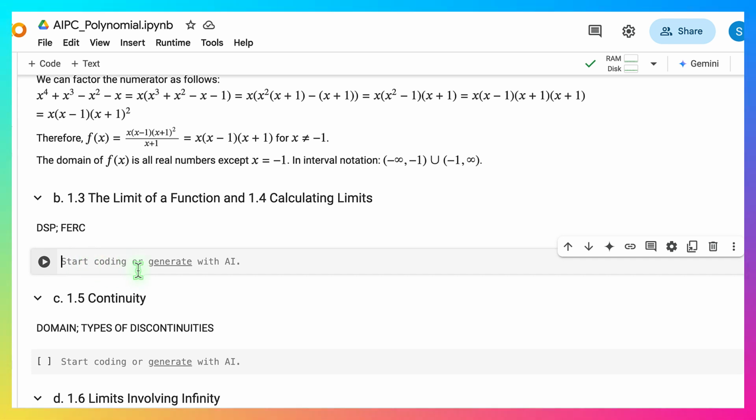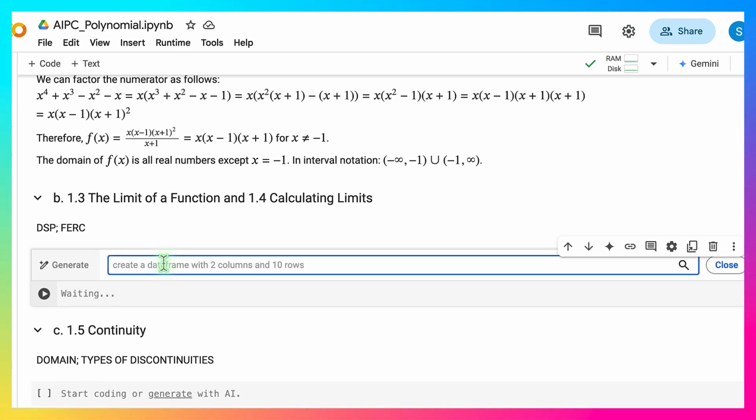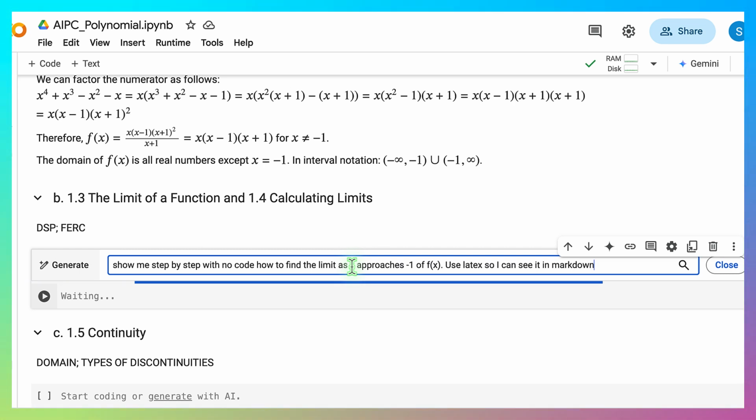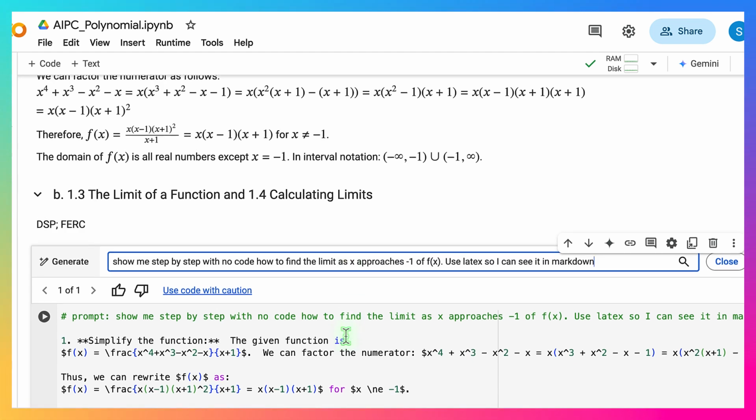So how do we get AI to help us out with this task and show us the process as if we were doing it by hand? What I want to do is paste this code. It says, show me step by step with no code how to find the limit as x approaches -1 of f of x. Use LaTeX so I can see it in markdown. Okay, so we go ahead and run that, hit enter, and here's what we get.